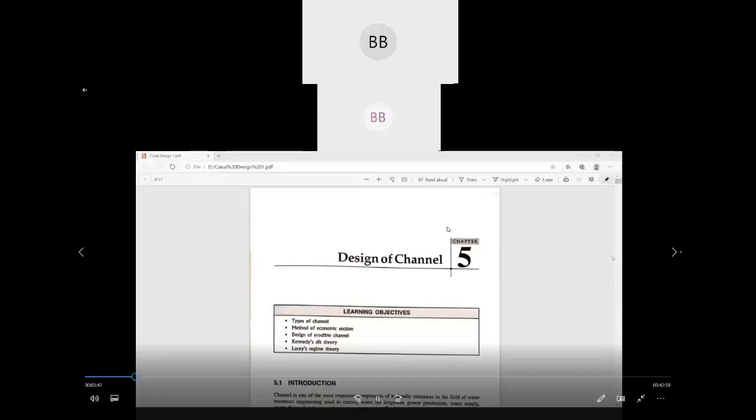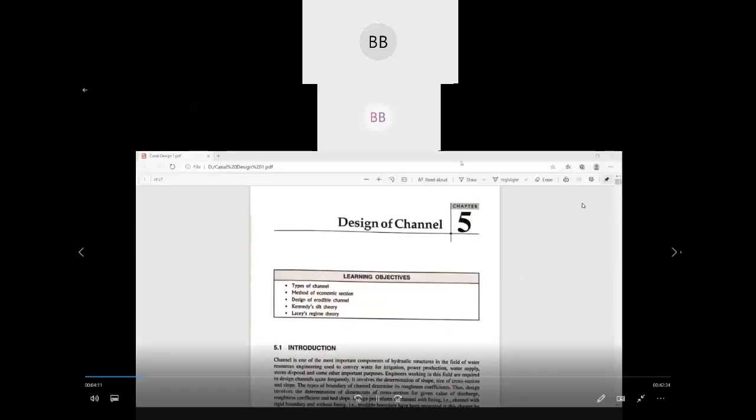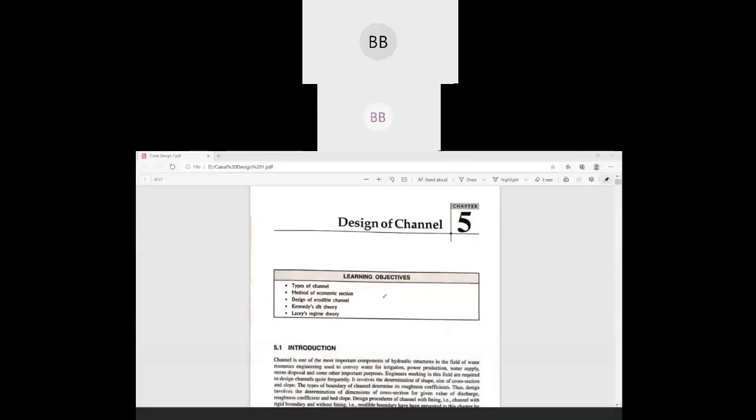Okay, so today we are going to start our new chapter, or you can say our second unit, which is design of canal, or you can say design of channel. Here we have two types of channel. One is erodible, and one is non-erodible.